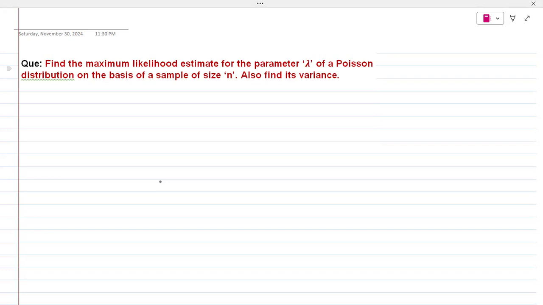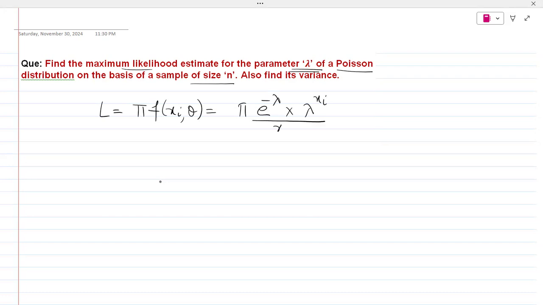Now, we have our sample from a population having a Poisson distribution, and the sample size is n, and we have to find the MLE for parameter lambda. So L is the product of f(xi, theta), and now this is the product of e to the power minus lambda into lambda raised to the power xi, divided by xi factorial, for i from 1 to n.